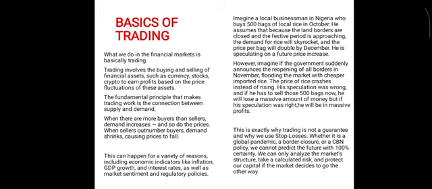That is why we use risk management, so a wrong prediction doesn't wipe out our entire account. This is exactly why trading is not a guarantee and why we use stop losses. Whether it is a global pandemic, a border closure, or a CBN policy, we cannot predict the future with 100% certainty. We can only analyze the market structure, take a calculated risk, and protect our capital if the market decides to go the other way.